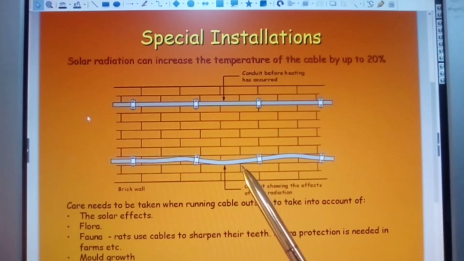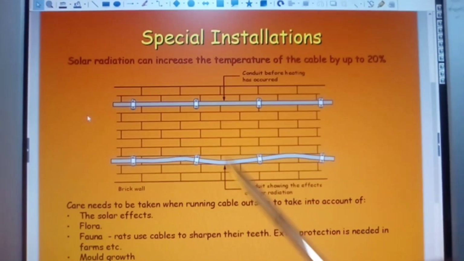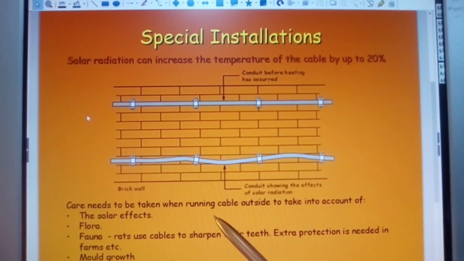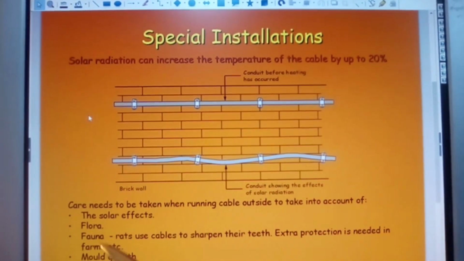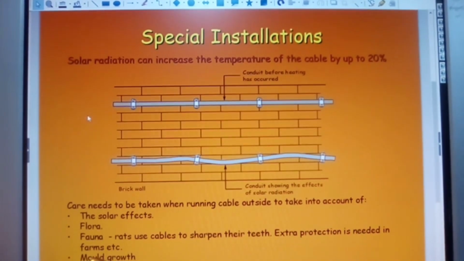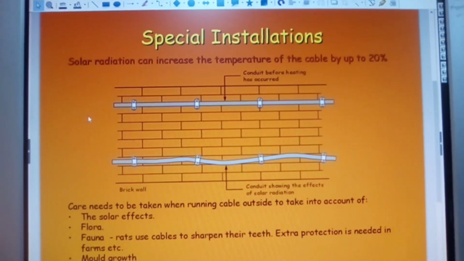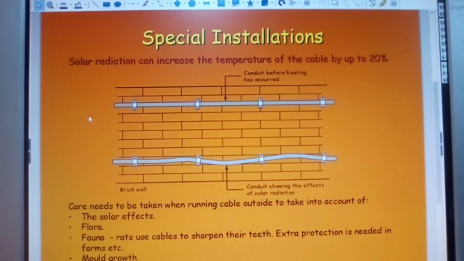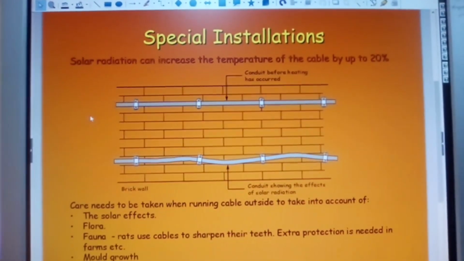Now, what can we use in place of this? For instance, we can use steel conduit, which will not give you this problem. Care needs to be taken when running cables outside to take into account the solar effects. Flora, fauna: rats use cables to sharpen their teeth. Extra protection is needed on farms, etc., for mold growth, oil, and other corrosive materials. So you need to take those into account whenever you're running cables.